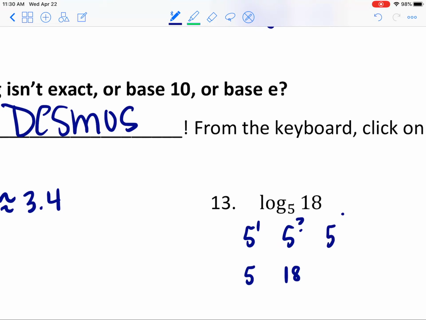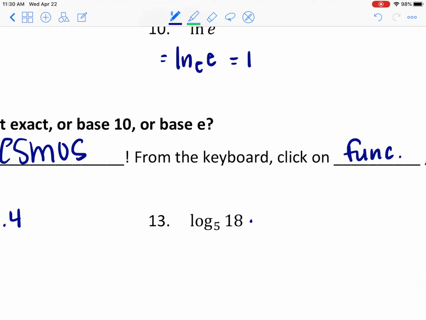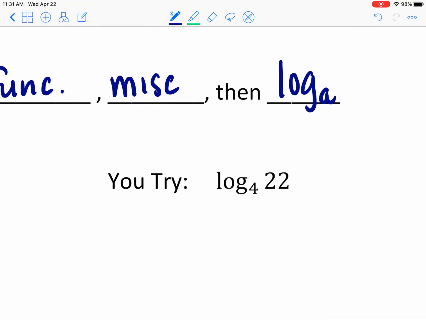So we can do the same thing here. Before we go to the calculator, we're looking for 5 to what power is going to make 18. Well, I know 5 to the 1st is 5, and I know 5 squared is going to be 25, so I know my decimal is going to be between 1 and 2, and it's probably going to be closer to 2 because 18 is closer to 25, but I have to use a calculator to approximate this value. So my friend Desmos, functions, log base 5 of 18 is approximately 1.795, let's just say about 1.8. And notice I'm using the squiggly equal to say that that's approximately 1.8.